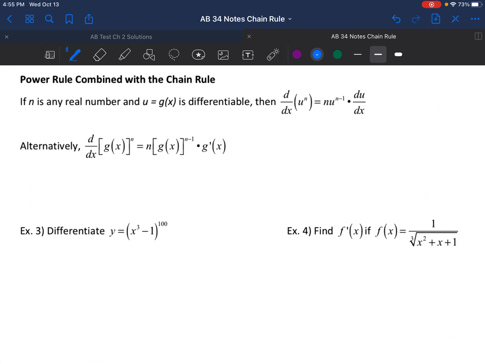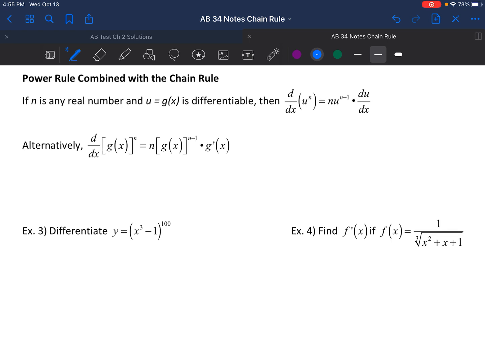This applies for any real number. So we can combine the chain rule with other rules, both the quotient and the power rule, and then later the product rule. Here we've got an example where y equals x cubed minus 1 to the 100th power. Yikes. Using the product rule or the power rule, we might have to multiply that all out. Under the chain rule, there's our outside function. It's raised to the 100th power. That's just a power. Then we've got the interior function, which is our polynomial statement, x cubed minus 1.